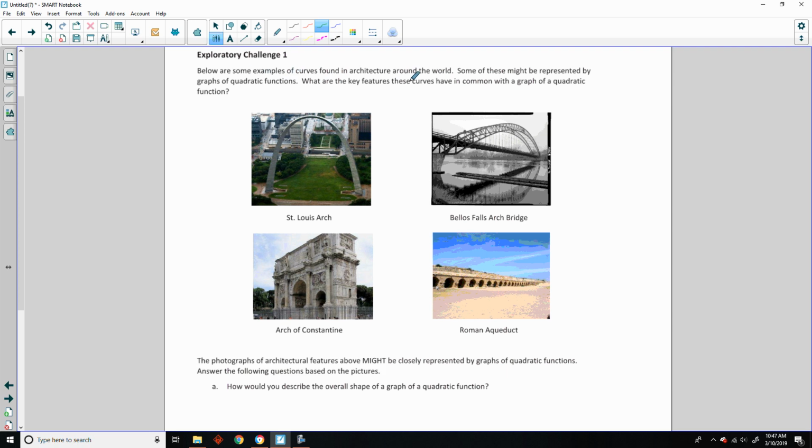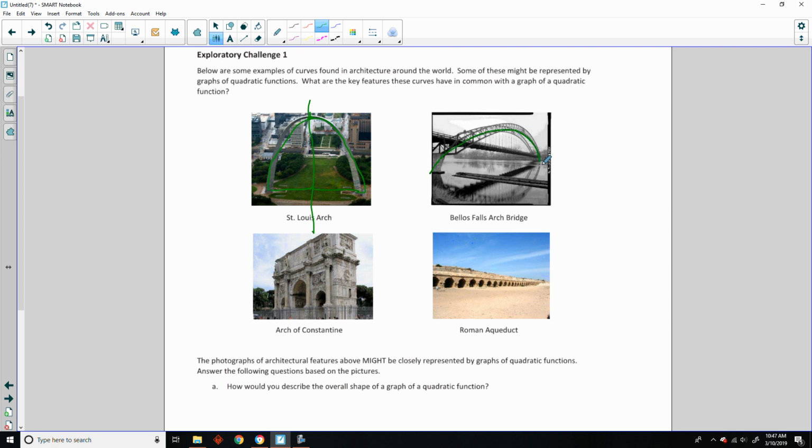What are the key features these curves have in common with a graph of quadratic functions? Well, if you look, the arch is going up, it reaches a maximum point, and it mirrors. So this distance from here to here would be the same as this distance from here to here. And same goes for this.